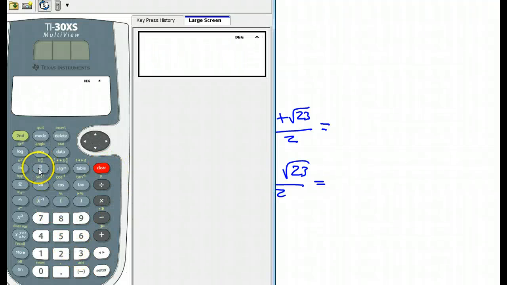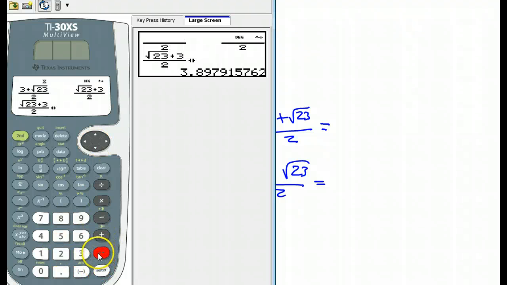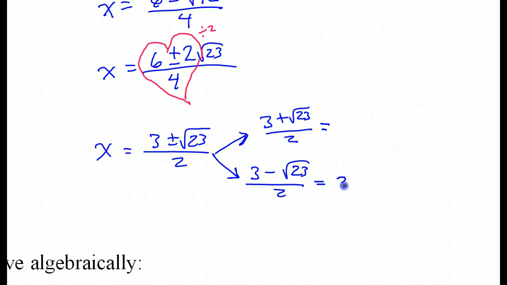Okay, so let's see, 3 plus radical 23 over 2. Alright, toggle it. So we've got 3.897, so that would round to 3.90. Okay, and then the other one, I think that was this one, 3.90. Alright, so that was 3 plus radical 23 over 2.